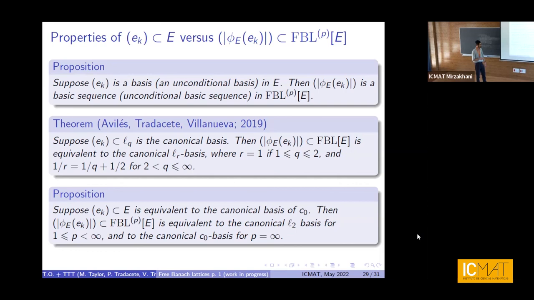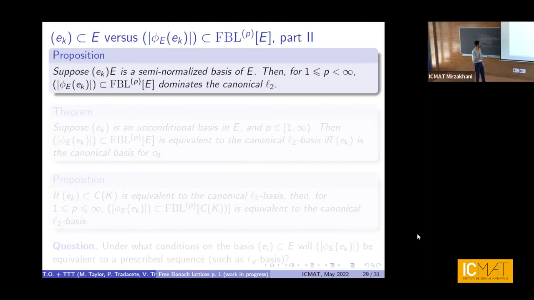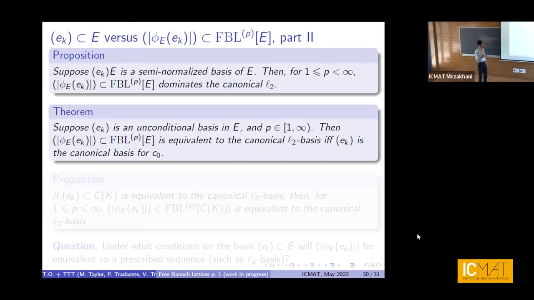So here we don't require that e_k must be a basis, we just require it to be a basic sequence. Then if you look at the moduli of the images in the free Banach lattices, for p finite, we obtain an l_2 basis, and when p is infinity, then we get back a c_0 basis. So actually the l_2 basis is pretty much the smallest that we can get in the following sense. Let's suppose e_k is a semi-normalized basis in E. If you look at the sequence of the moduli of the images in the free Banach lattices, then we get some sequence which dominates the canonical l_2 basis.